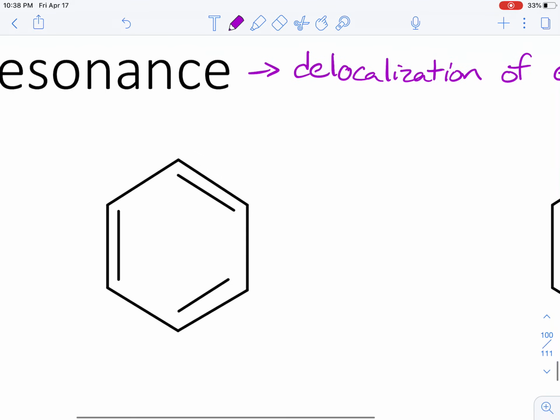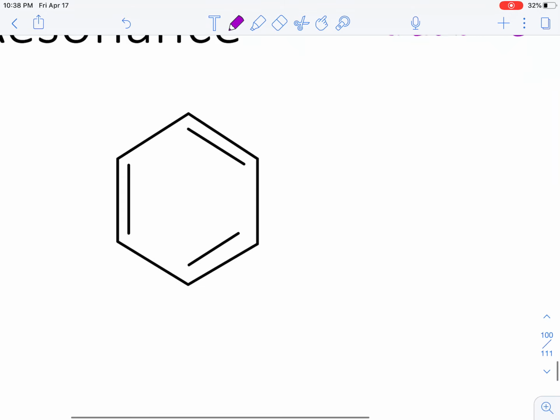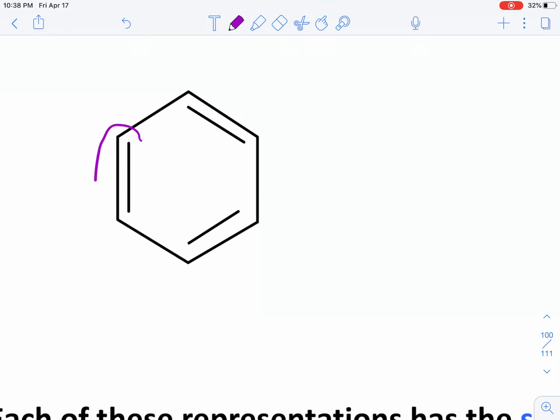Well, let's go ahead and cross out D for now: localization, right? And so if electrons are localized, then that means it stays within the carbons that we're currently seeing. And so if this double bond, if the electrons on the double bond are localized, then that means it's just going to stay where it's seen and drawn. It's not going to go anywhere.